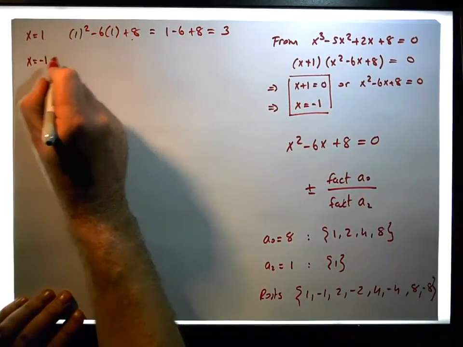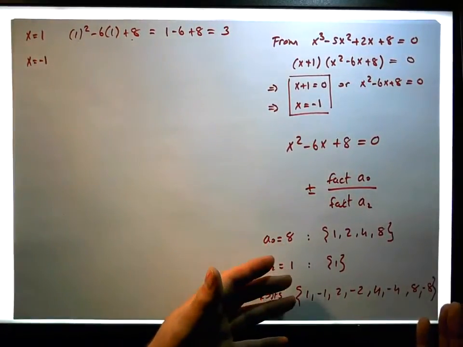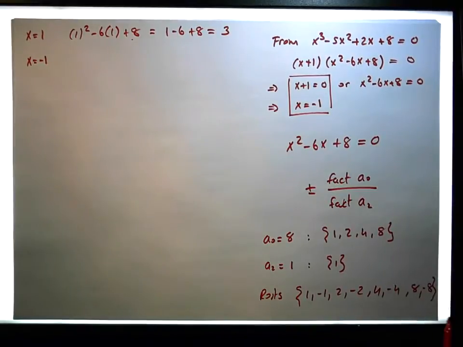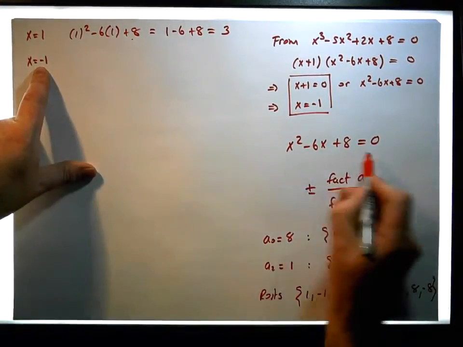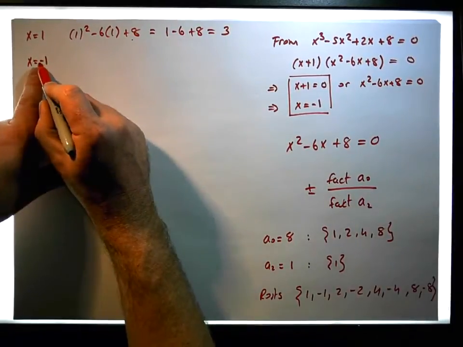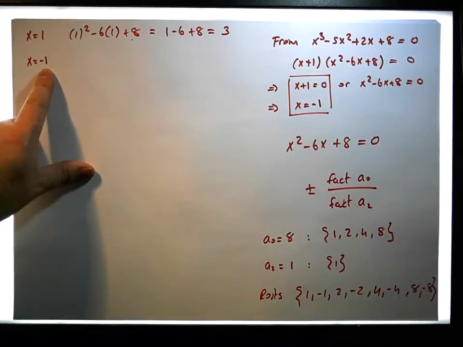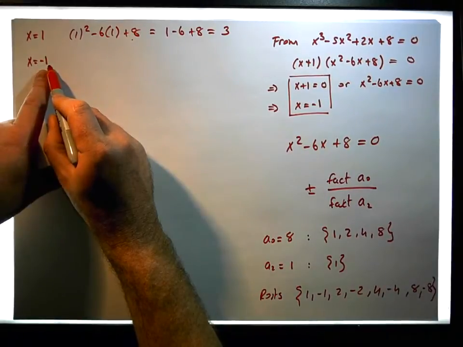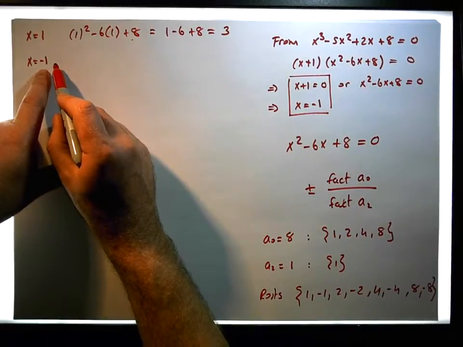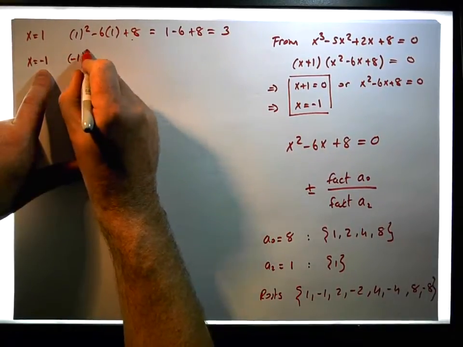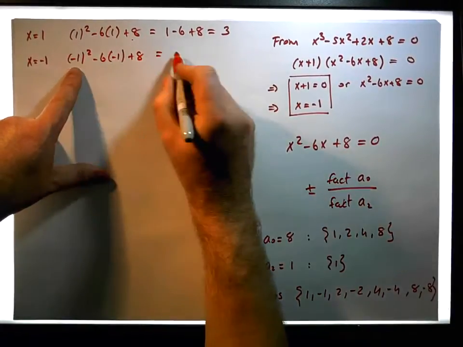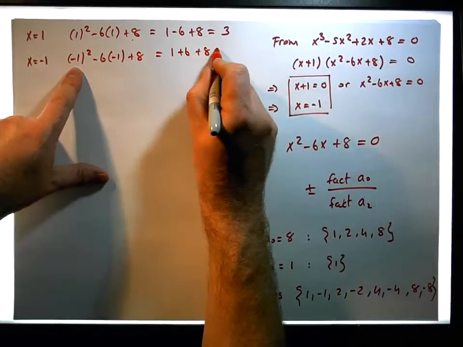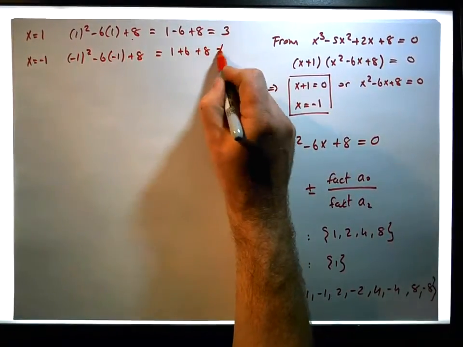What about minus 1? When x is equal to minus 1, we're sort of back to testing all of the individual possible roots, but this time we're working on a quadratic. So we really need to factor this quadratic is what we're saying here. So now we have x is equal to minus 1. Minus 1 squared minus 6 times minus 1 plus 8. What does that give us? That gives us 1 plus 6 plus 8, which is certainly not equal to 0.